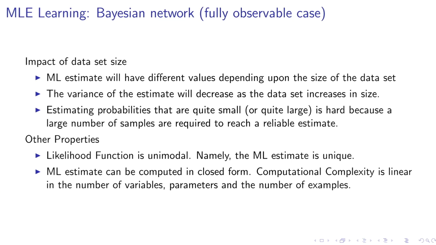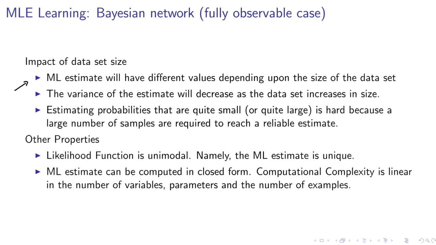Okay, so let me now try to have this discussion in a more concrete fashion. The first point is that ML estimates, or the maximum likelihood estimates, will have different values depending on the size of the data set. Okay, and this is where the bias versus variance trade-off comes into the picture, in the sense that the bias of the model is already known. We cannot change the bias of the model because the structure of the model is already given to us.